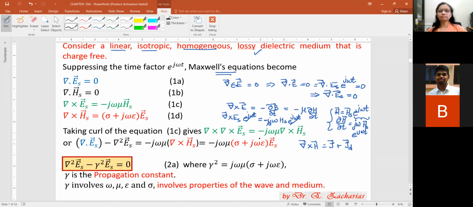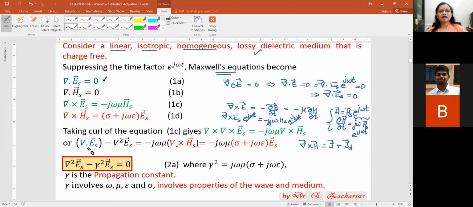Is that clear? Once you've done that, let us solve the left-hand side. Left-hand side you can see is del dot Es minus del square Es. Now come to the right-hand side. Right-hand side is remaining as minus j omega mu del cross Hs. Now if you are wondering why I have used the blue color here, I'm just going to take this. So what is my del cross Es? I'm sorry, del dot Es. Del dot Es becomes 0 because of 1A.